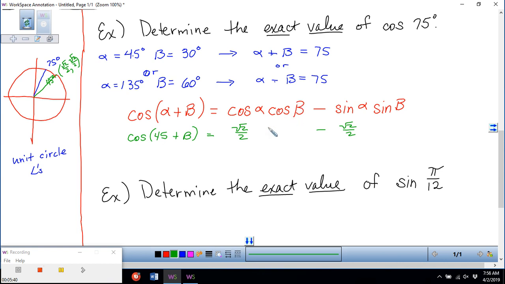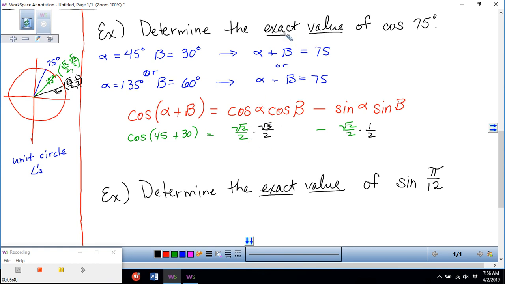Now I'm going to go find the cosine of beta. Well, beta is my 30 degrees. So if I think about my 30 degree angle, my ordered pair is square root of 3 over 2, comma 1/2. Remember, cosine is the first number, sine is the second number. So cosine of beta is square root of 3 over 2, and sine of beta is the 1/2. And so I plug those directly in for each one of these.